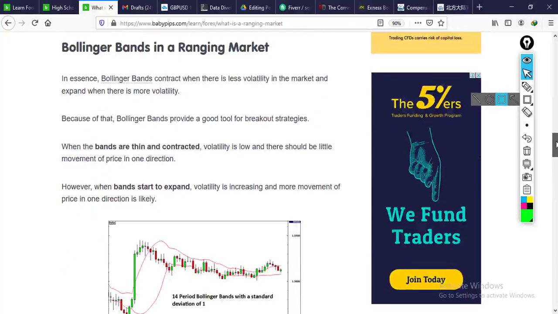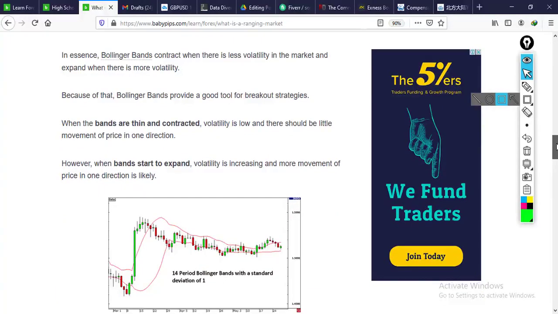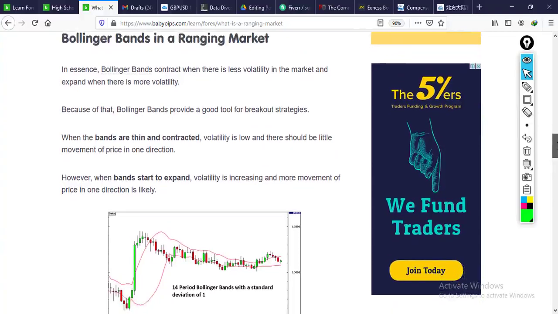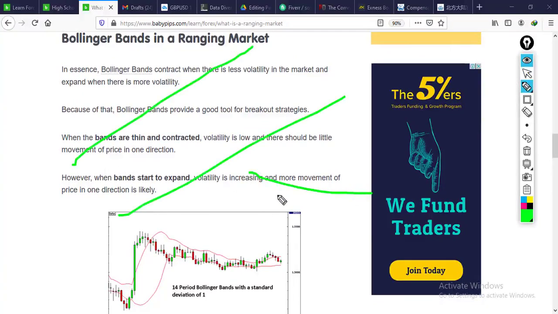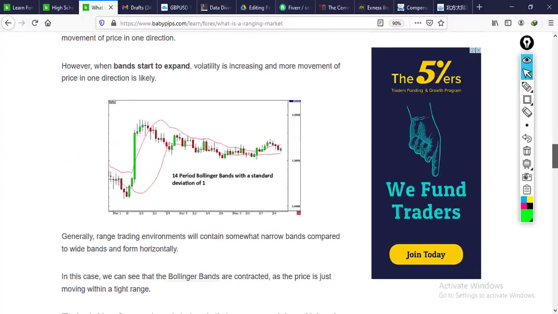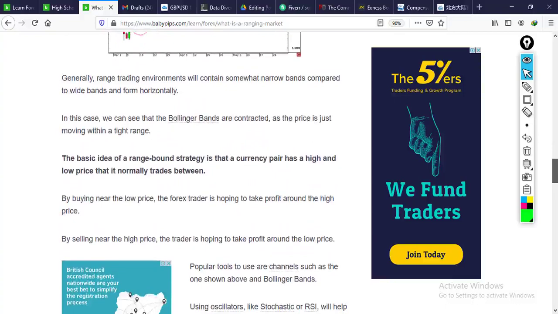Another indicator to use in a ranging market is the Bollinger Bands, okay? Once you pull up the Bollinger Bands in the ranging market, the bands contract. Once the bands contract, they don't expand. This is expansion, but in contraction, it just comes like this. So once the bands contract, know that price is directionless. It is not moving in any particular direction, okay? Volatility is low. However, when the bands expand, know that volatility is increasing, and there is more movement of price in one particular direction. So generally, when the bands expand or contract, you know what it now means, okay?